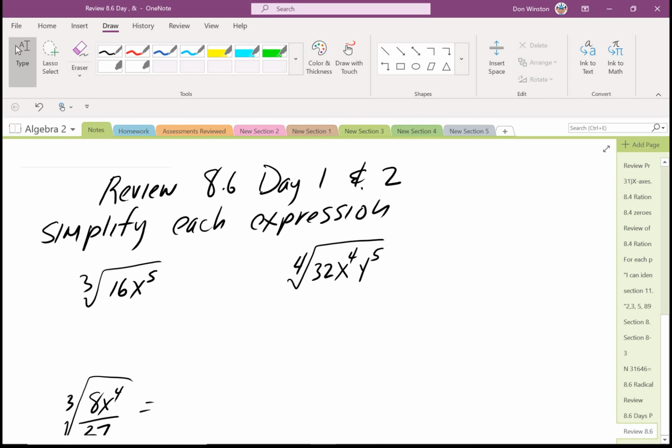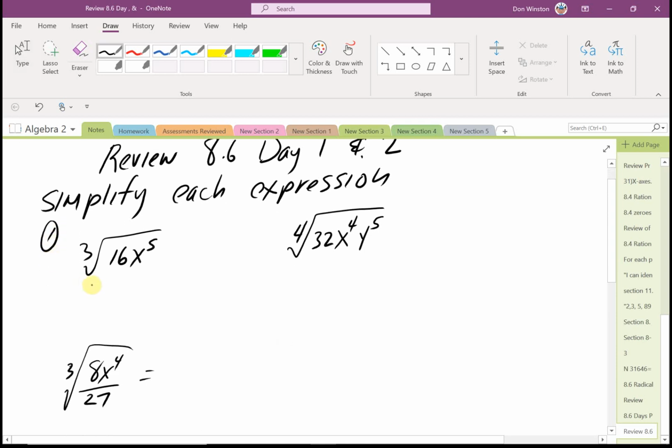Well, we learned how to simplify radical expressions. So simplifying radical expressions, you want to look for perfect cube root factors, square root factors, fourth root factors, and so on and so forth. So for number 1 here, I have the cube root of 16x to the 5th. So I'll look for a perfect cube root factor of 16, which is 8. So I'll write this, the cube root of 8.